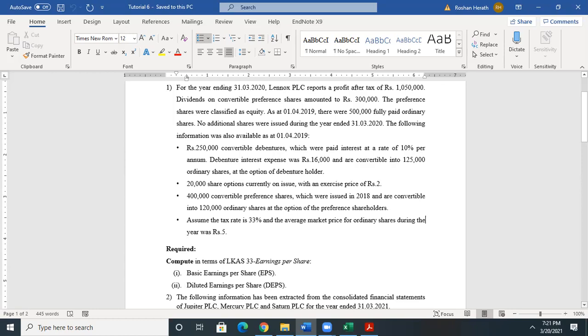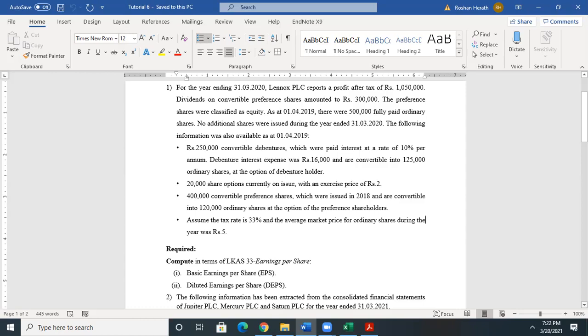As at 1st of April 2019, there were 500,000 fully paid ordinary shares. No additional shares were issued during the year. The following information was also available as at 1st of April 2019. 250,000 convertible debentures, which were paid interest at a rate of 10% per annum. This debenture interest expense was 16,000, and they are convertible into 125,000 ordinary shares at the option of the debenture holder. 20,000 share options currently on issue with an exercise price of rupees 2.